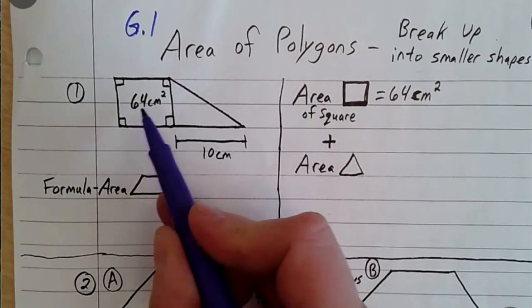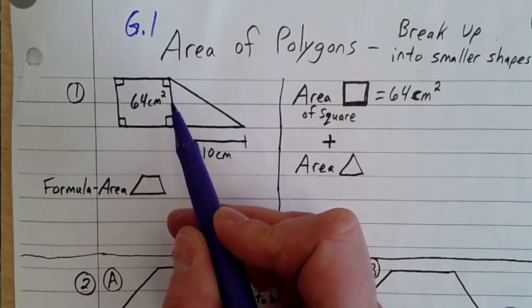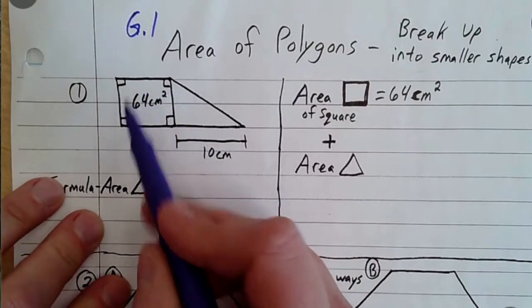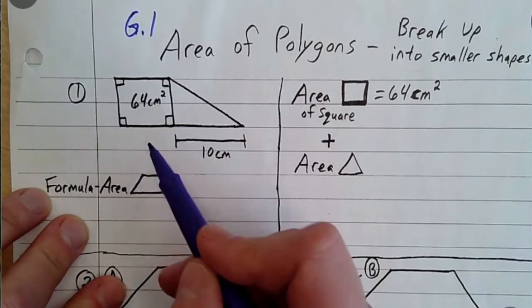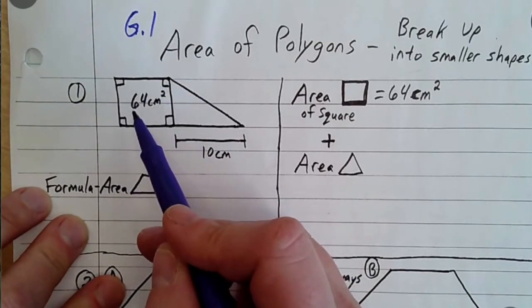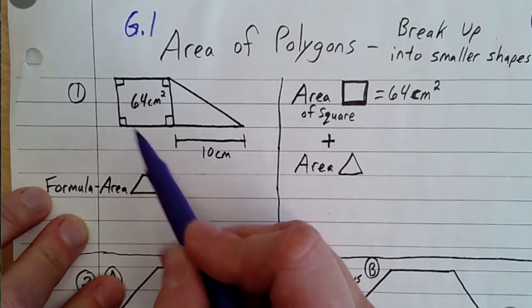This is 64 centimeters squared. This is a square here. And so what do we know about a square? All sides are the same. So how would I get the area of a square? You need to know these two dimensions here.